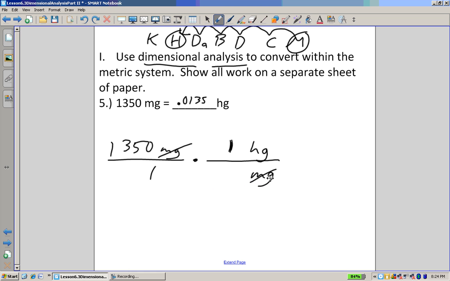How many milligrams are in a hectogram? Well, let's count how many times we've moved. 1, 2, 3, 4, 5. So we're going to put 5 zeros with our 1, that is 10 to the 5th power. And if you were to work this out on a calculator, you would simply multiply across. 1,350 times 1 is 1,350. 100,000 times 1 is 100,000. And if you divide this in the calculator, you'll simply get what we had done at the very beginning.